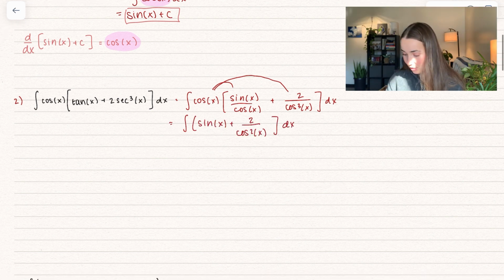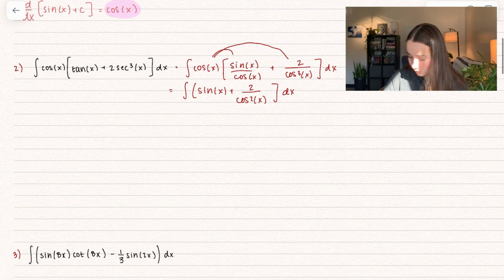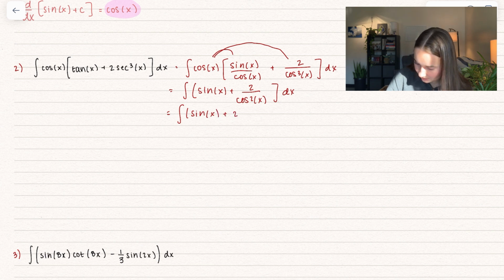Okay, so we did some algebra. Let's go back to trigonometry. I'm going to go ahead and rewrite the second term. So this becomes the antiderivative of sine of x plus 2 secant squared of x. So let's take the antiderivative of these terms.